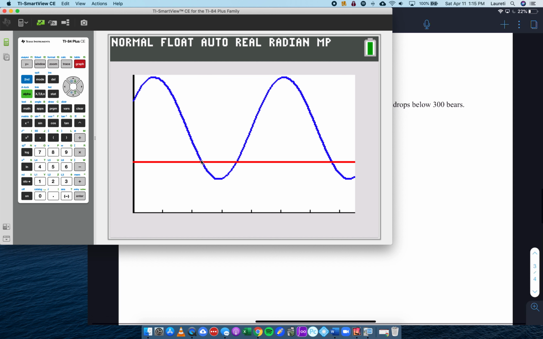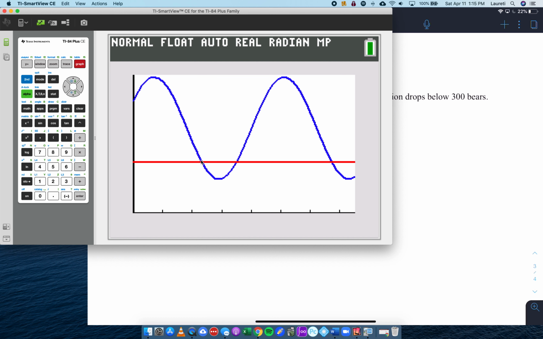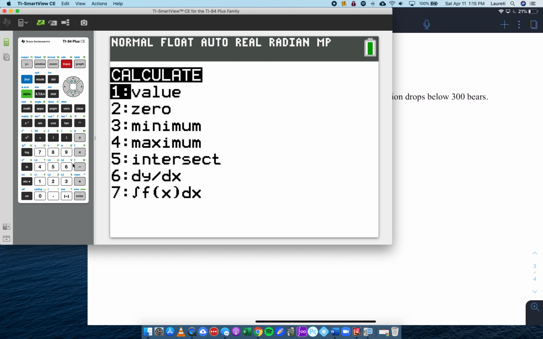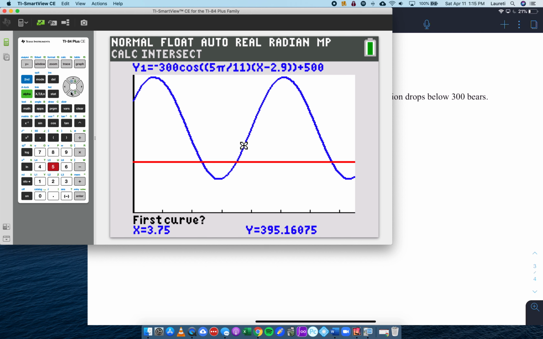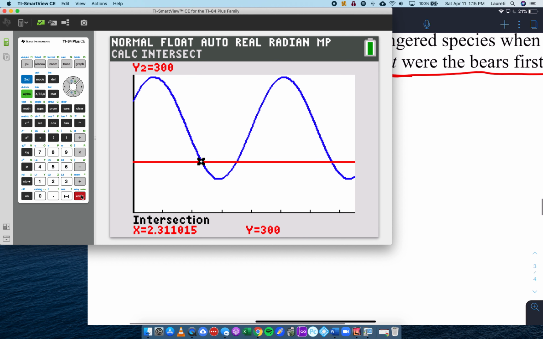It's asking between which values of t the bears were first endangered, so how long they were endangered. We need to figure out this point, and we need to figure out the second point. So you're going to hit second, calc, go to number 5, get it closer to where that first point is, and hit enter 3 times. So the first time is after 2.311 years.